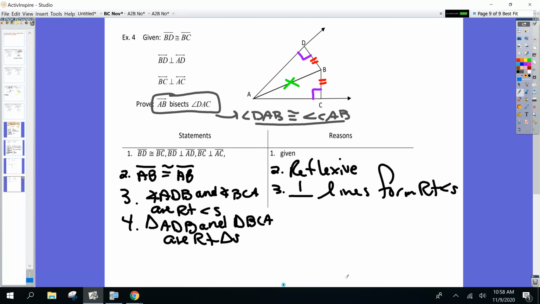Reason, same reason every time. Right triangles have right angles. Do I have everything I need, guys? I think so. I think they're good to go. They're congruent now, right?